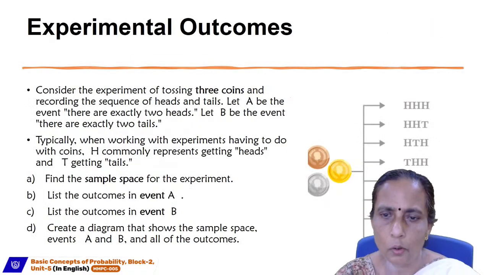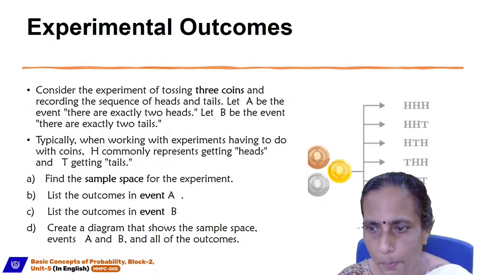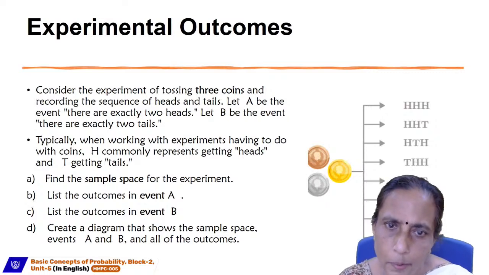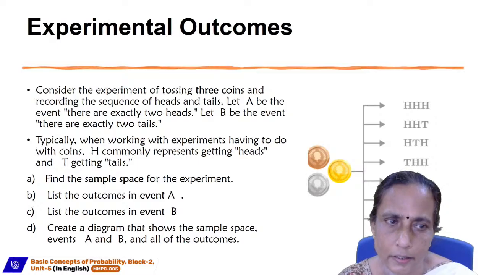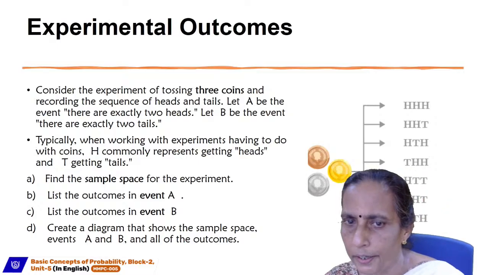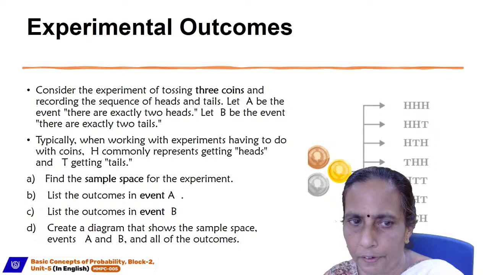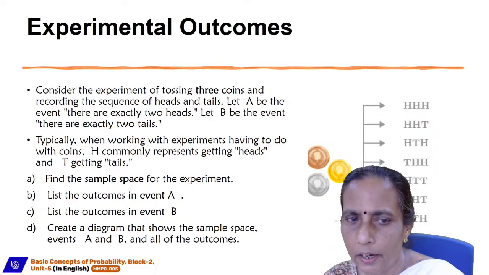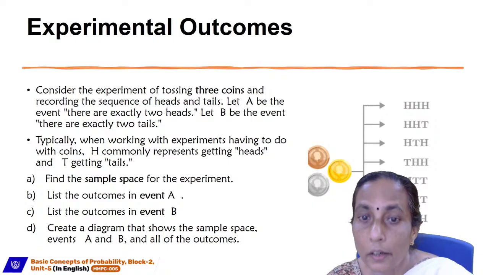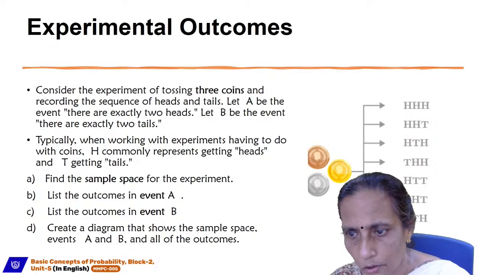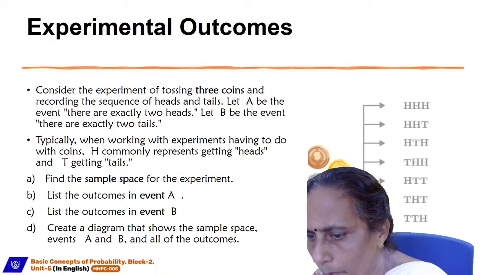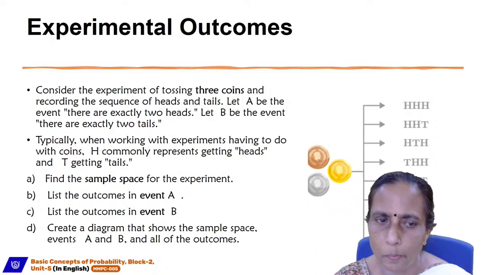So, experimental outcomes. Consider one experiment: suppose I am tossing 3 coins simultaneously, recording the sequence of heads and tails. Let A be the event that there are exactly 2 heads, and B the event that there are exactly 2 tails. If I toss 3 coins simultaneously, then the outcomes will be these 8.